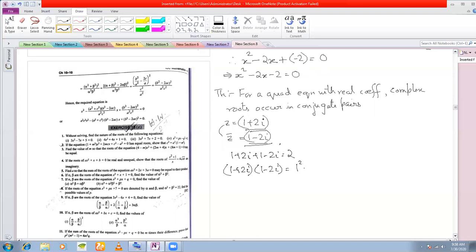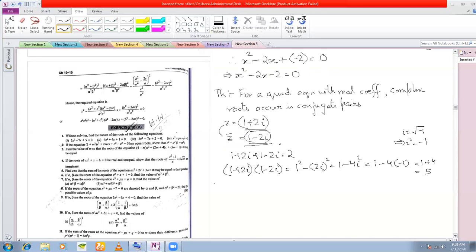which is 1 square minus (2i) whole square, which is equal to 1 minus 4i square, which is equal to 1 minus 4 times i square. I square is minus 1 because you know that i is root minus 1. So therefore i square must be equal to minus 1. So this is 1 plus 4, which is equal to 5.